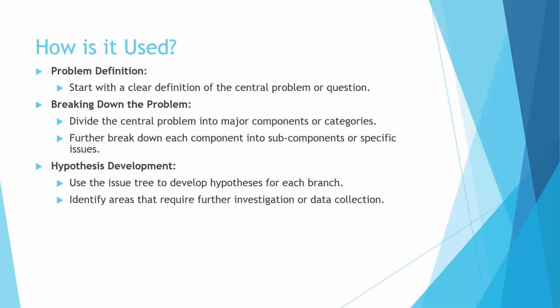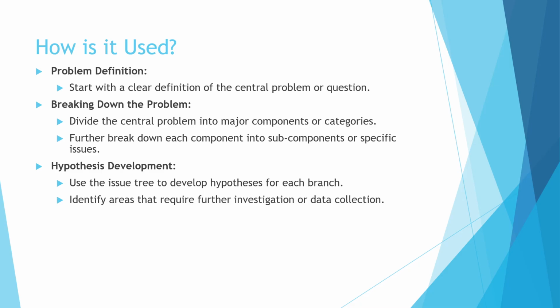After mapping out the main structure, you'll want to use the issue tree to develop hypotheses and plan your investigation. Each branch of the issue tree gives you a possible explanation or area to explore further. As you look at these branches, start forming hypotheses, educated guesses for what's causing the problem. Then, highlight which parts of your issue tree need deeper investigation or more data. This is your roadmap for where to go next. Instead of guessing blindly, you're targeting your efforts based on a logical framework.